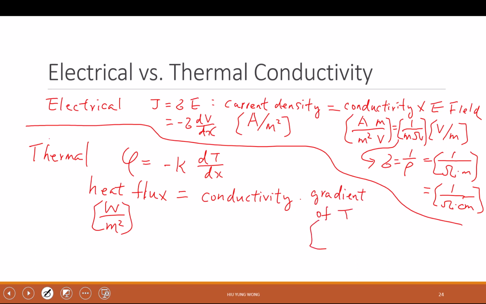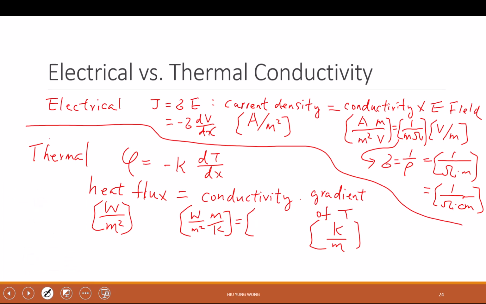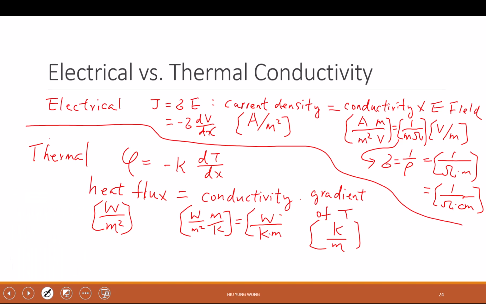And what is the unit of the gradient of temperature based on this equation? dT/dx. What's T divided by x? Thank you, K over M. Very similar. This is V over M, and this is K over M. So what is the thermal conductivity? It's just like what we have done: W over M squared times M divided by K, which equals 1, but we will just follow the tradition and write it as W divided by K·m. If I say Km, you will get confused, right? K dot M. It's not kilometer.